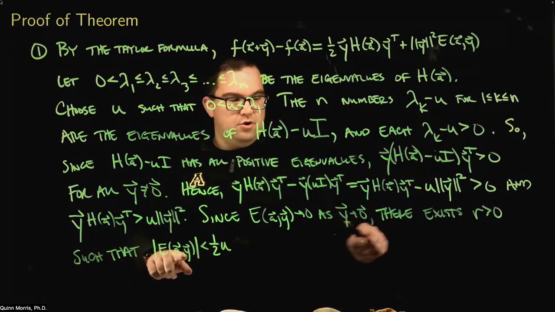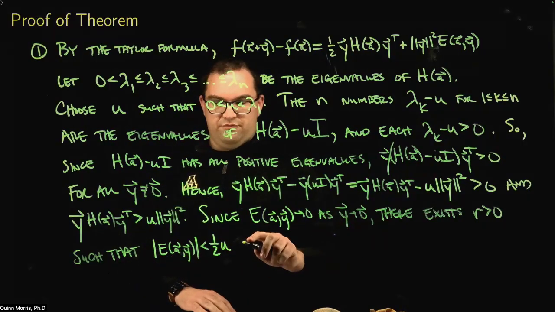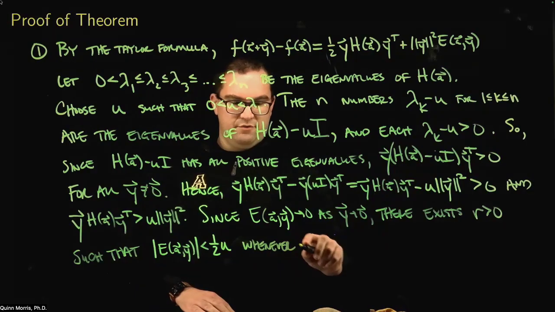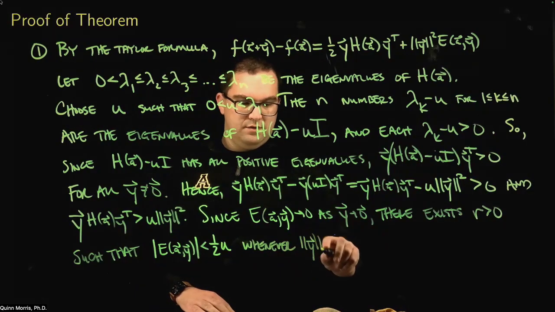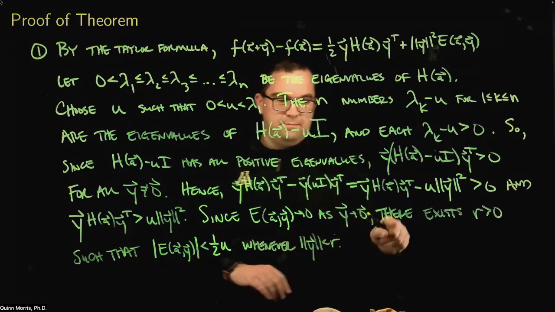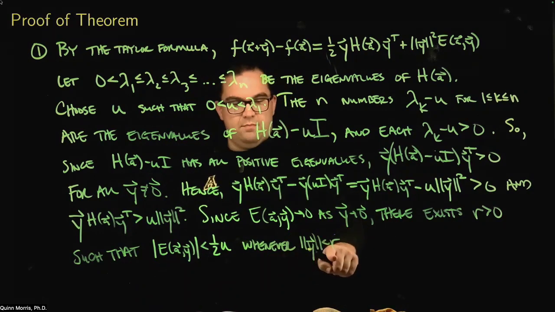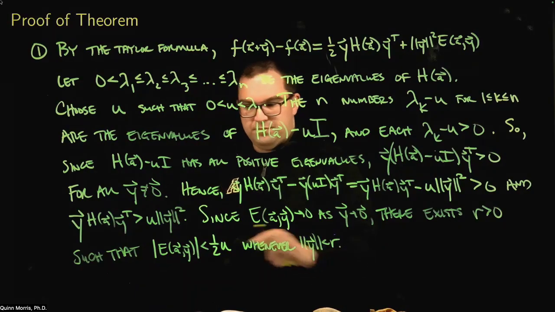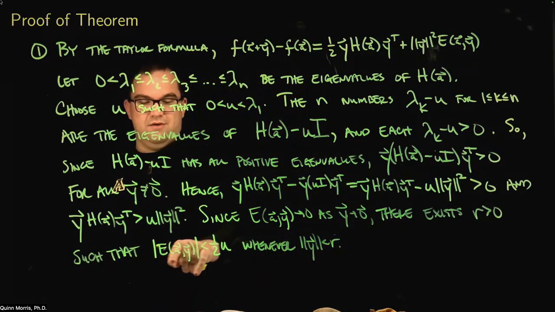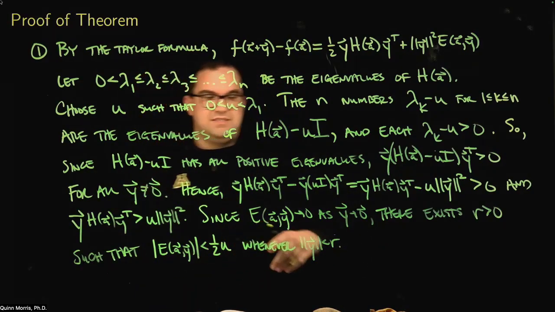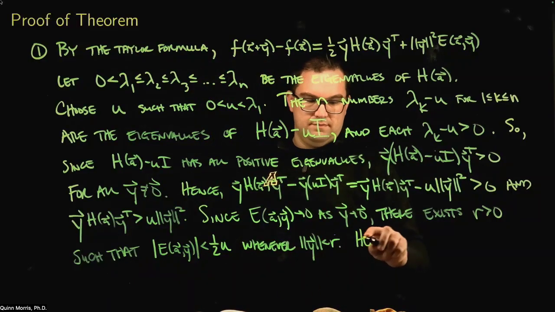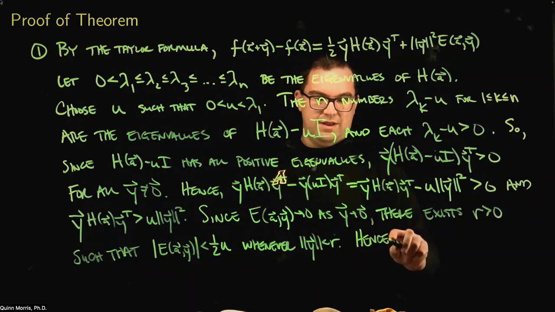So I can make this happen as long as y is close enough to 0. That's where this r is going to come into play. I'm going to say this holds whenever the norm of y is less than r. So I can pick some r so that whenever my y is within distance r of 0, then I know that e of ay in absolute value has to be less than 1/2 times this u. Okay.